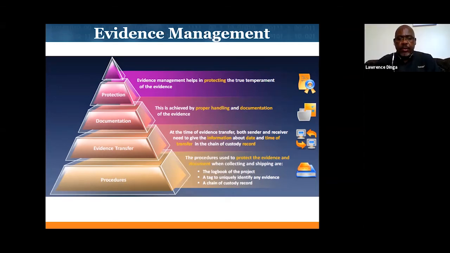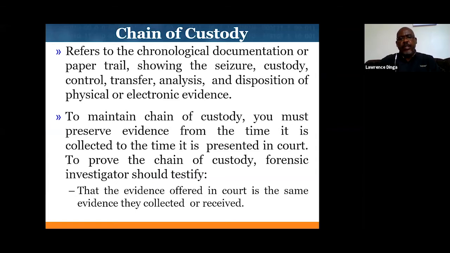Now, documentation is achieved by proper handling and documentation of the evidence. And when it comes to protection, evidence management helps in protecting the true temperament of the evidence. So this chain of custody, what is it? It is a chronological documentation or paper trail showing the seizure, the custody, the control, the transfer, analysis, and disposition of evidence, of electronic evidence.